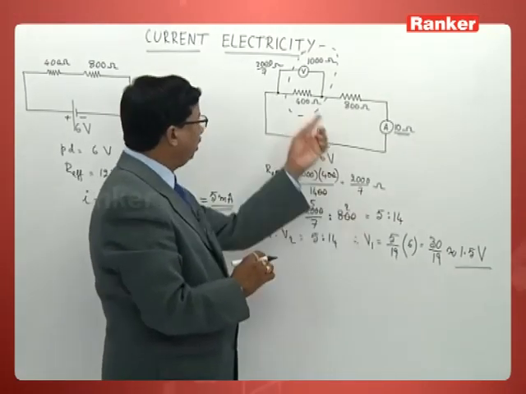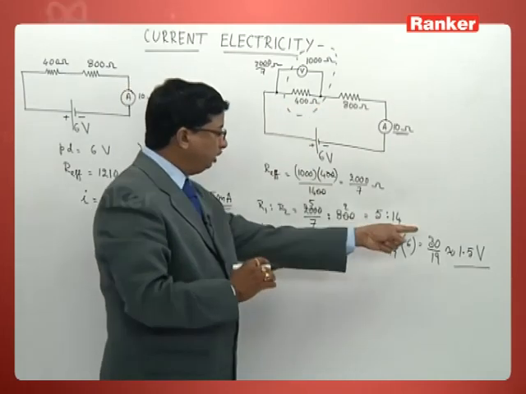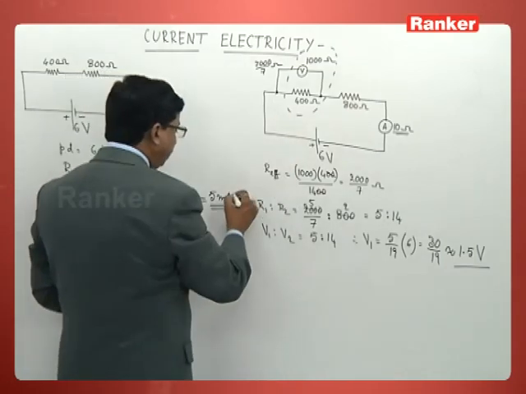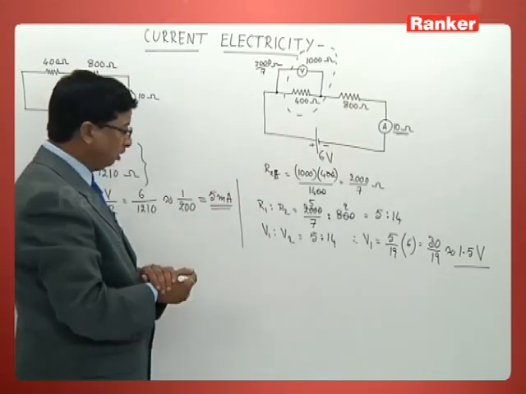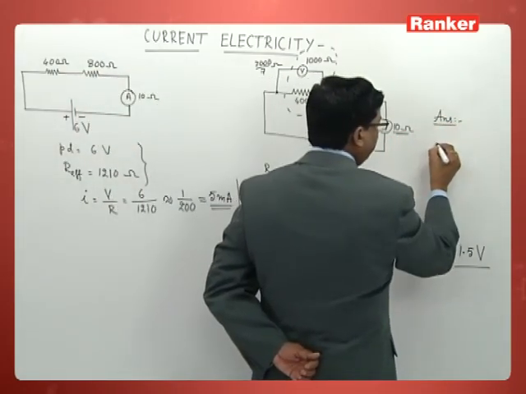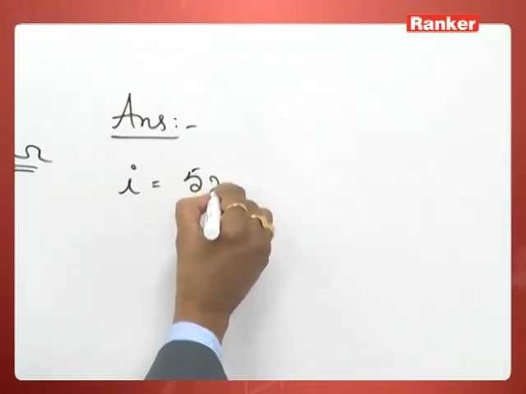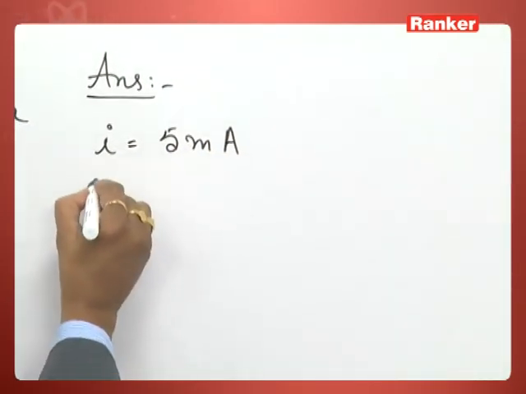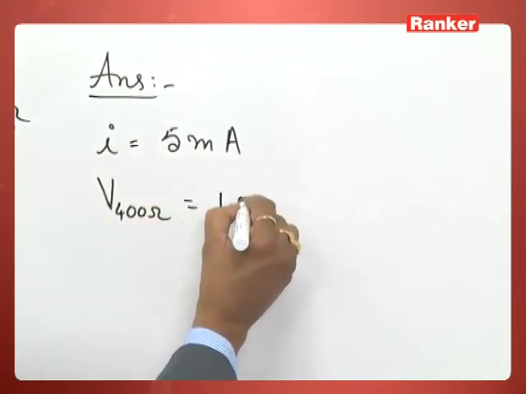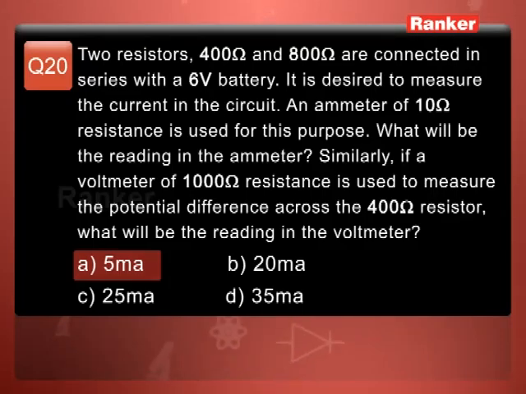So what will be the corresponding voltage across this one now? It's 1.5 volt. What is the current across the system now? Around 5 milliampere. So what will be the correct answer over here? Current is going to be nearly 5 milliampere, and potential difference across the 400 ohm is around 1.5 volt. So these two are the correct options one should consider for this problem.